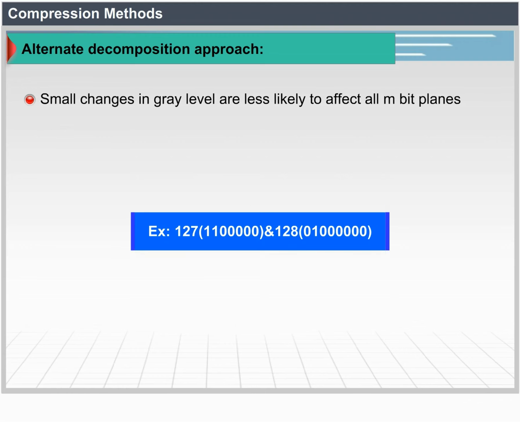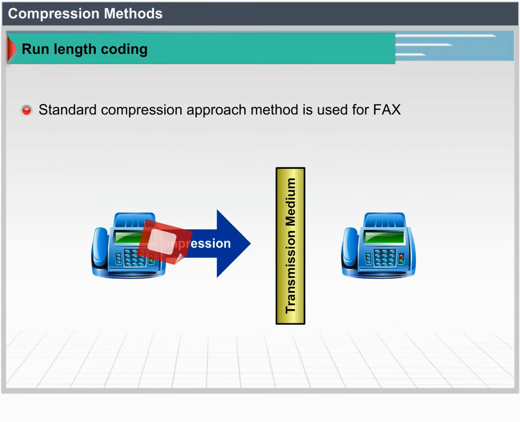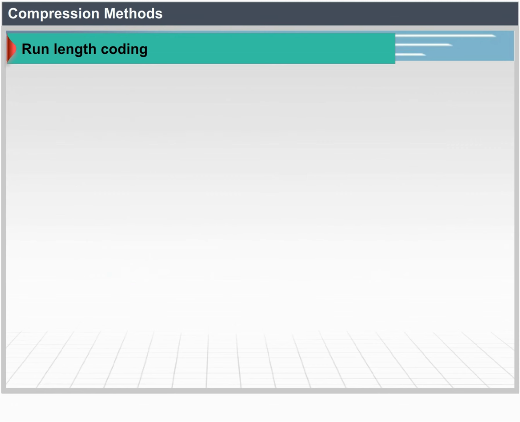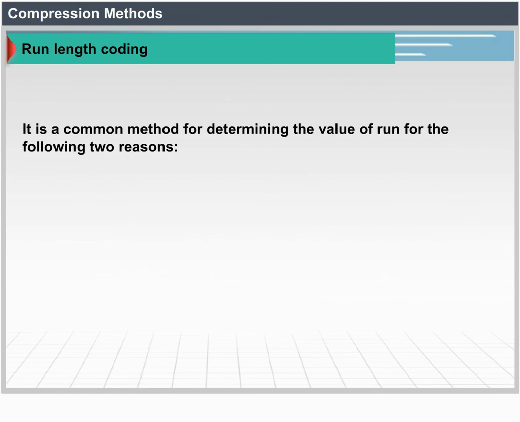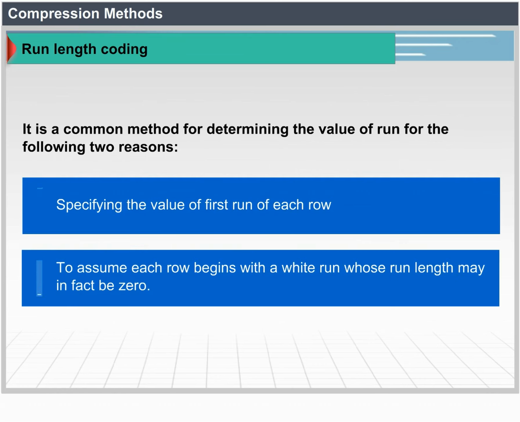Run length coding. A standard compression method which is used for fax. The basic concept is to code each contiguous group of zeros and ones encountered in a left to right scan of a row by its length and develop a convention for determining the value of the run. The most common method for determining the value of the run: specify the value of the first run of each row, or assume each row begins with a white run, whose run length may in fact be 0.